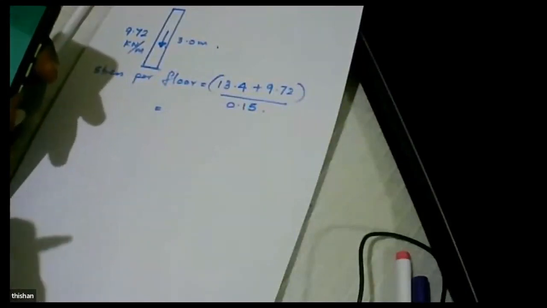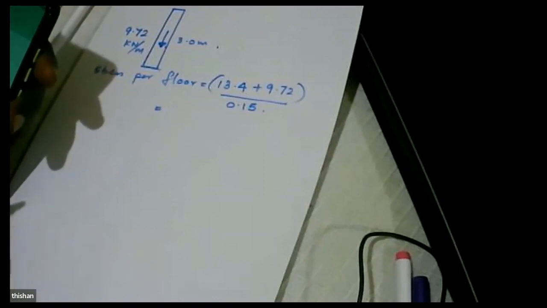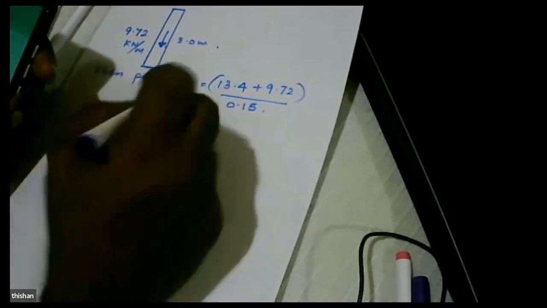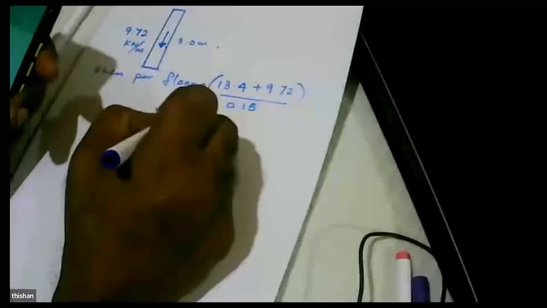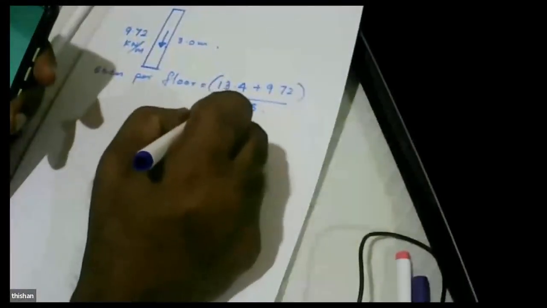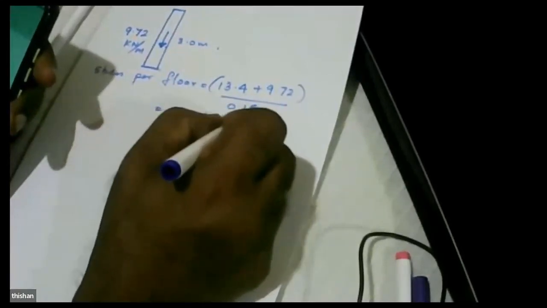13.4 plus 9.72 divided by 0.1. So that gives a stress of 154 kilonewtons per square meter.